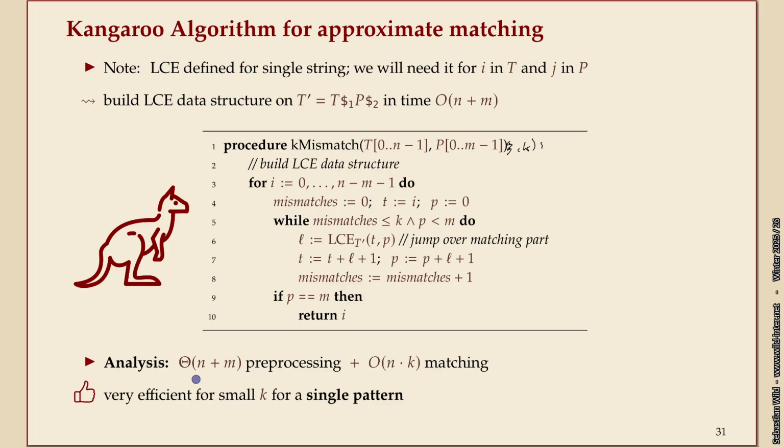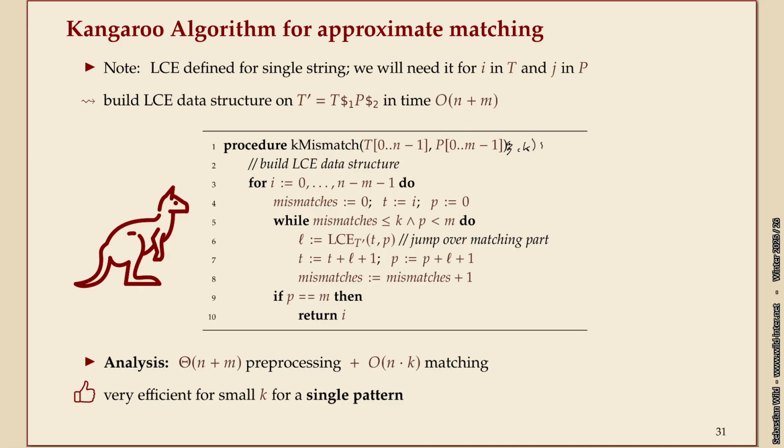The time for this is whatever I need for the pre-processing for this longest common extension data structure, and then a loop that runs n times and a loop that runs at most k times. So it's overall running time n times k for the matching part. That sounds not so far away from n times m, but remember that k is much smaller than m. This is the number of mismatches, so maybe a handful, whereas m was hundreds for sure. And this is indeed a useful method if k is indeed small. It's not the worst approach.